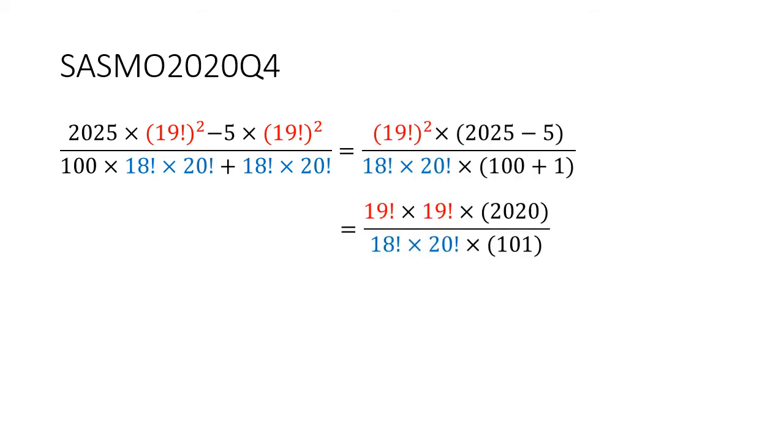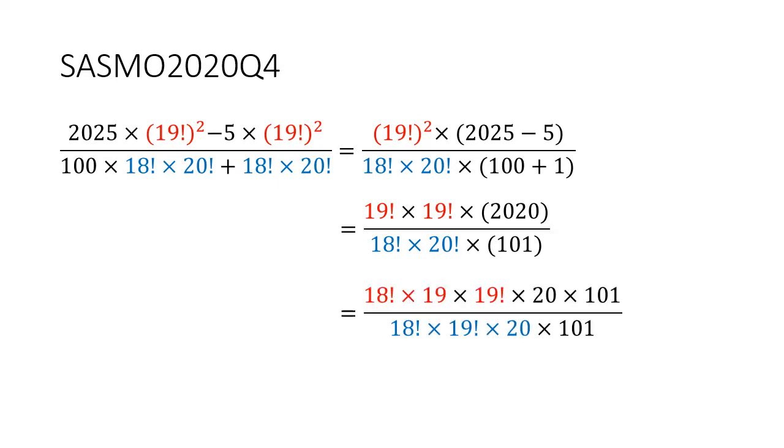And if we simplify it, we'll be left with 19 factorial squared times 2020 in the numerator, and 18 factorial times 20 factorial times 101. So what we can do here is one of the 19 factorials, we can split it into 18 factorial times 19, and the 20 factorial in the denominator will split it to 19 factorial times 20. 2020 can be factorized into 20 times 101. And this is nice because we have a lot of common factors that we can cancel from the numerator and the denominator. This leaves behind only 19, which is our final answer.